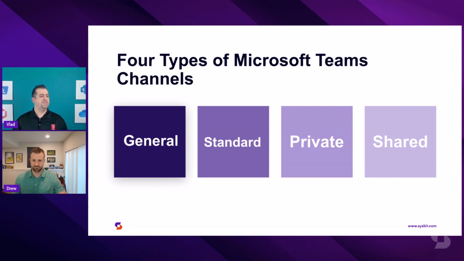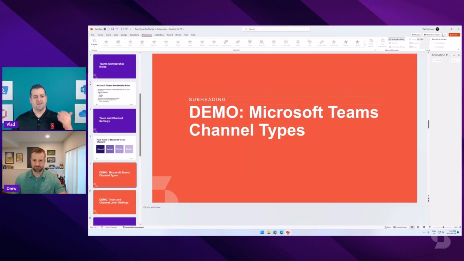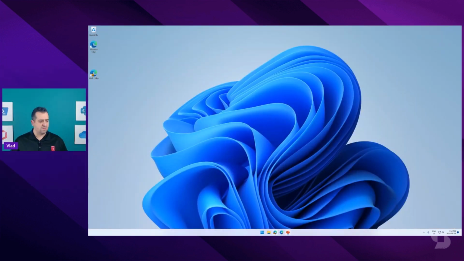But you know what? I feel like we've done enough slides. Let's actually go and check out the different channel types. And we said there were four of them. We have the general channel, standard channels, private channels, and shared channels. So let's go check them out in practice, and let's break a few things.